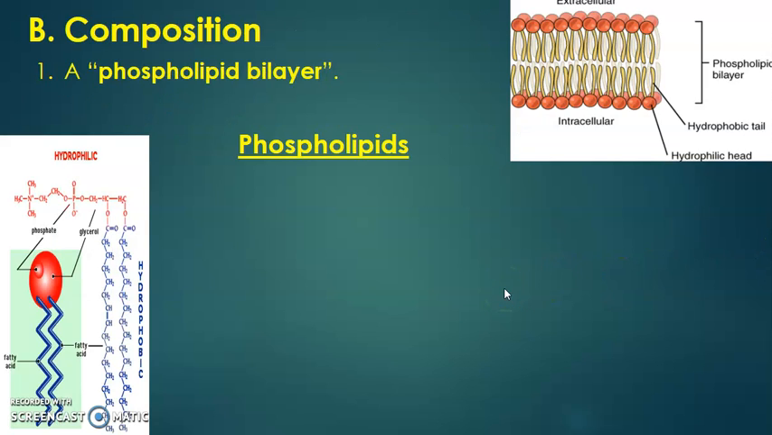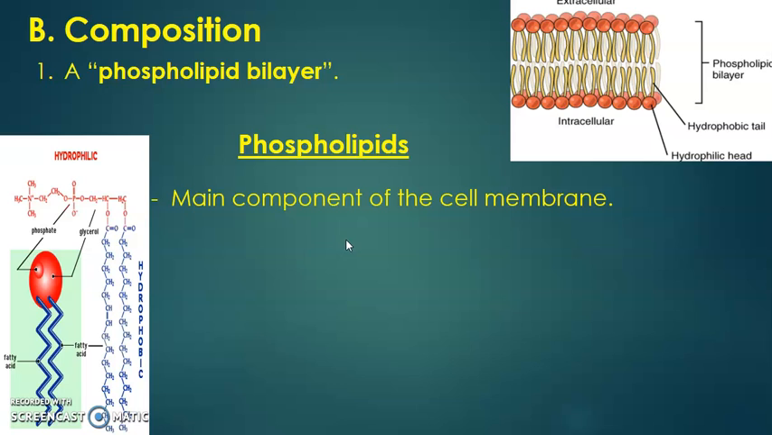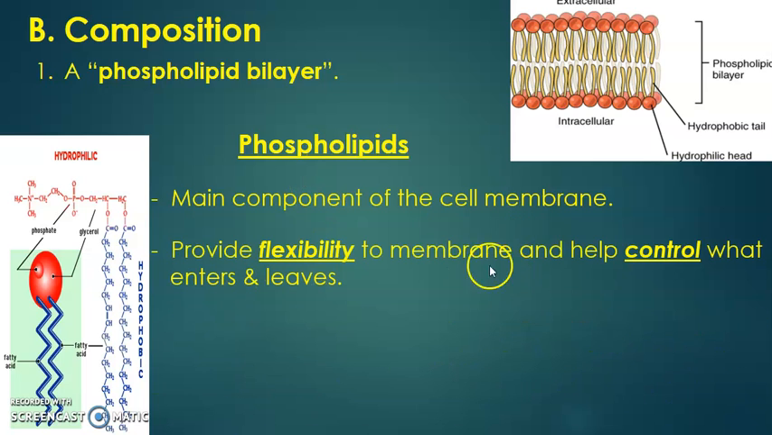Now, for composition, 4 key components. We're going to start with the largest component. What I mean by largest, not size-wise, but builds the bulk of the membrane. At least 90% of the membrane are what we call phospholipids, put together into this bilayer, 2 layers of fat. So the function of the phospholipids, besides being the main component, is to provide flexibility to the membrane. So the membrane's got to be able to shrink, expand. The phospholipids are ideal for that. And also they help, like I said, control what can enter and leave it.